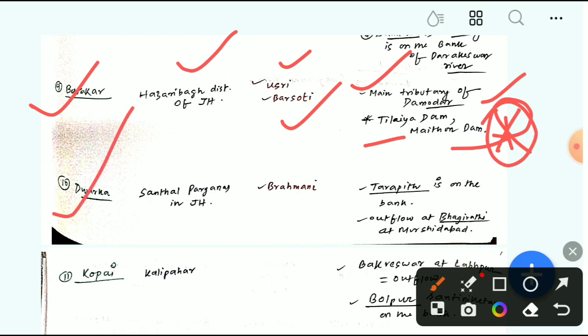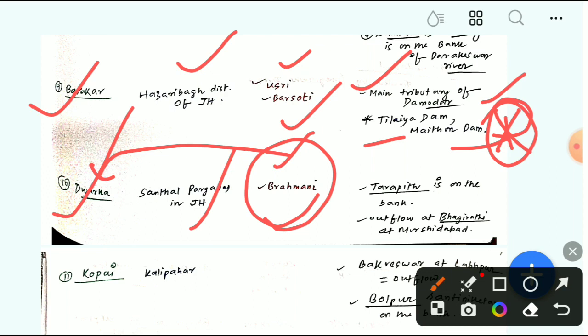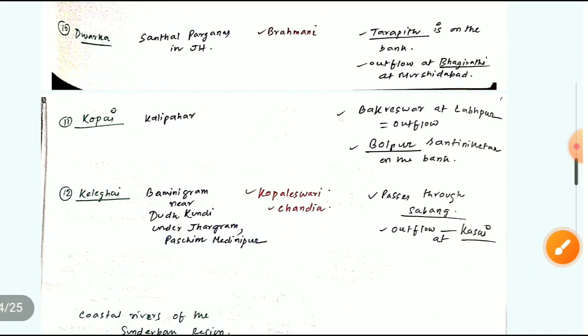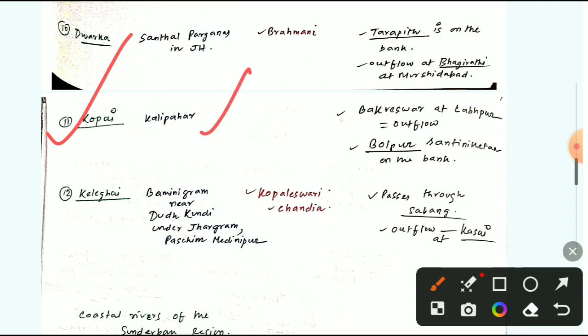Next is Dwarka river. Santal Parganas in Jharkhand is the source, and Brahmani is the tributary. Tarapith is on the bank of river Dwarka. It outflows into Bhagirathi at Murshidabad. Next important river is Kopai river. Its source is Kalipahar. It does not have any tributaries. Bakreshwar at Labpur, it is the outflow. And Bolpur Shantiniketan is on the bank.